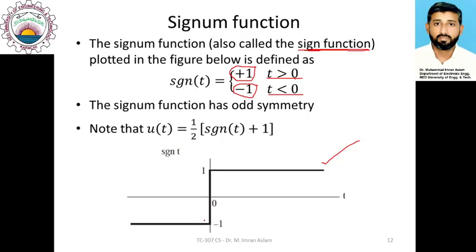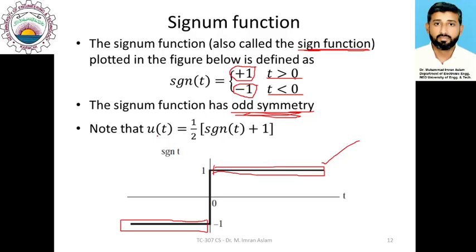It's plotted here. You can see that for negative time the function has the value -1, and for positive time the value of the function is equal to +1. In a sense, you can see that this function has an odd symmetry, so you can also exploit the property of symmetry whenever you are dealing with this signum function.